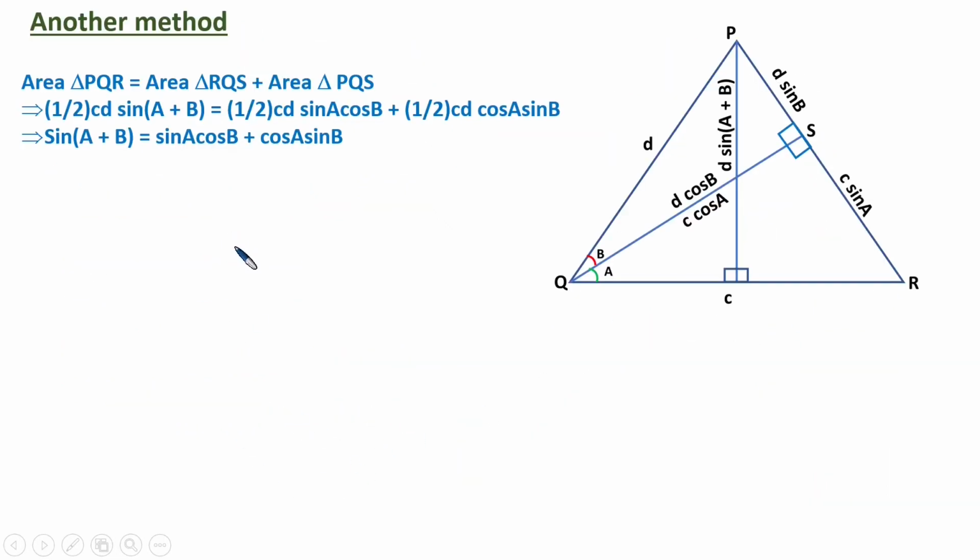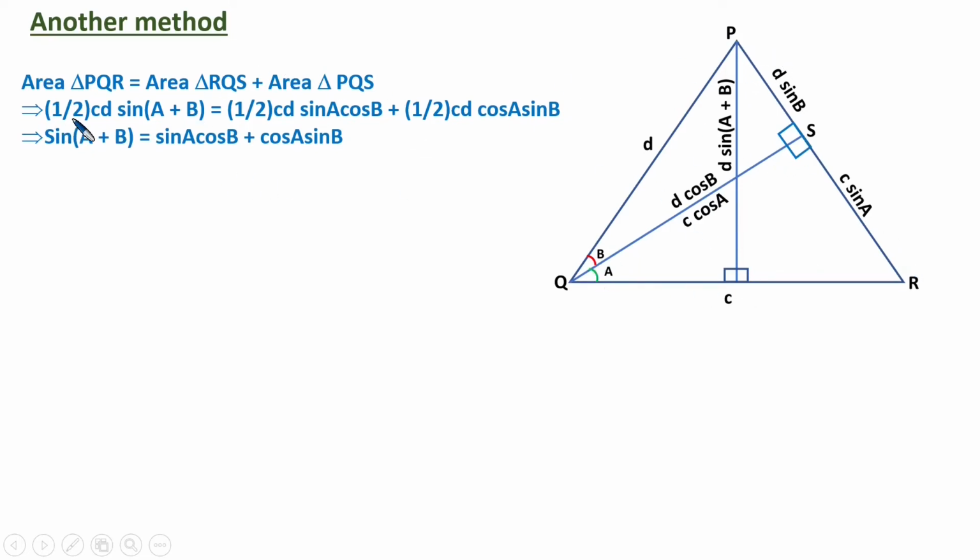There is another way to prove it, so we will show another method. You draw a triangle PQR, and again you divide this triangle. You draw a perpendicular line from point P, and again you can draw a perpendicular line from this point. These are the perpendiculars, with the square symbol. So the area of this triangle PQR is nothing but the area of triangle RQS, this small triangle here, plus the area of triangle PQS.